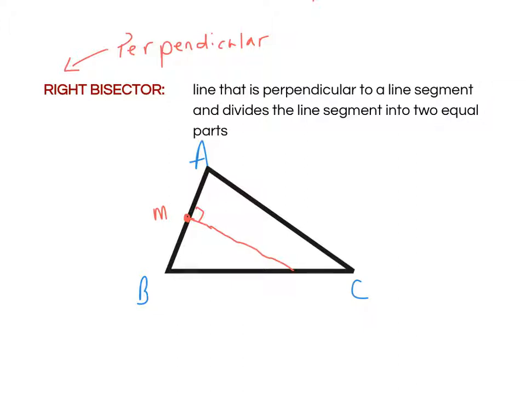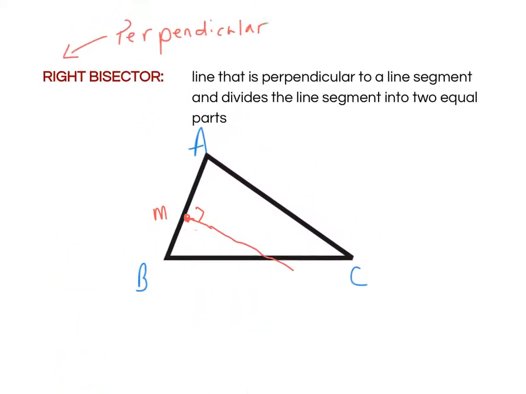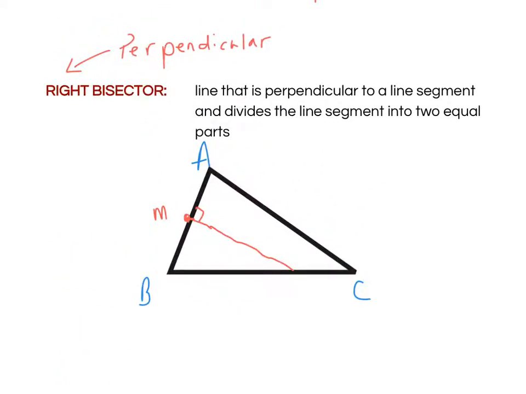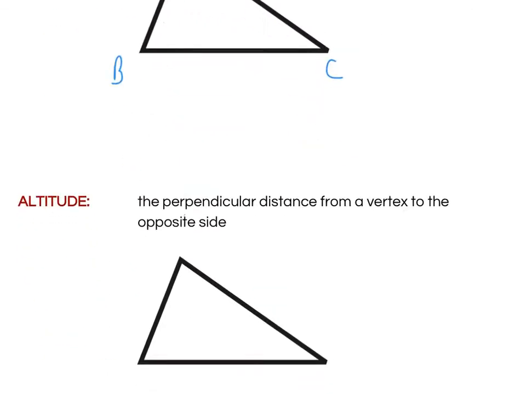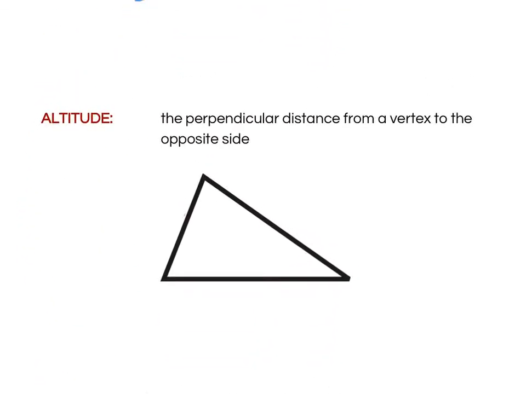Alright, so what I'm going to do is switch to our next diagram. Oopsies, I guess that's not going to erase. I'm going to erase this for us. Here we go. Boom. And move to our next definition. Alright, so the next definition is altitude.